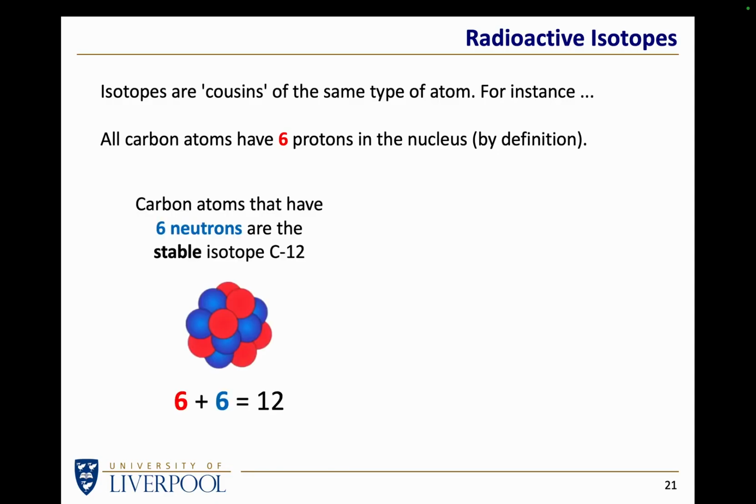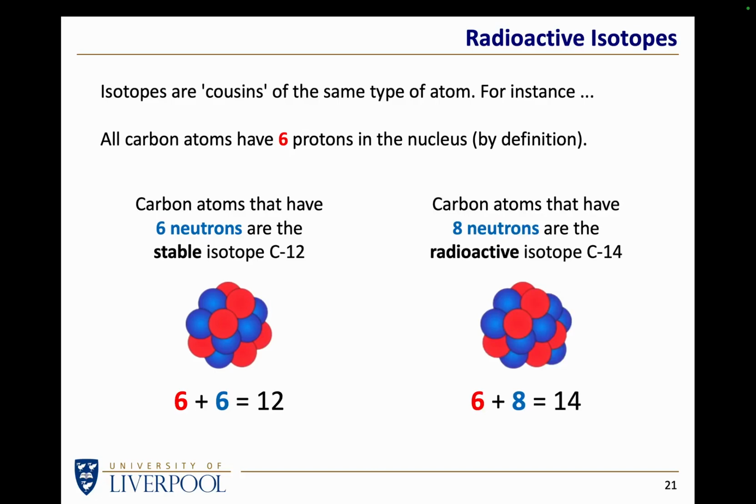But the number of neutrons might be variable, so this is still carbon regardless of how many neutrons we have. If we have a carbon atom that has 6 neutrons in the nucleus, the total number of protons plus neutrons is 6 plus 6, 12. We call that isotope carbon-12. But carbon comes in different varieties, different cousins, different isotopes. A carbon atom that has 8 neutrons in the nucleus, still with those 6 protons because it's still carbon, has a total of 6 plus 8 equals 14. We call that carbon-14. That's the nucleus we use for carbon dating. It's one of the isotopes of carbon.